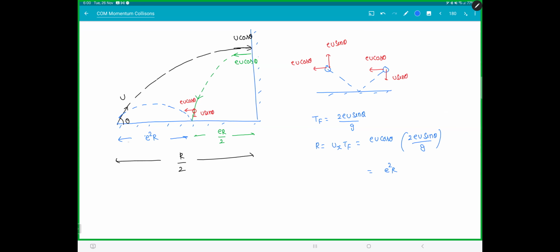Now you can see from here the total distance e square r plus er by 2 must be equal to r by 2, isn't it? er gets cancelled, we end up with 2e square plus e minus 1 equal to 0. You will get two roots, e is equal to half and minus 1. Minus 1 is not taken, so e is equal to half. Easy. So the projectile and this thing combined.